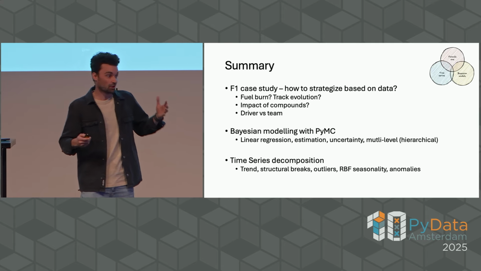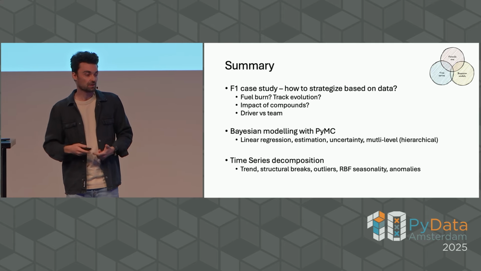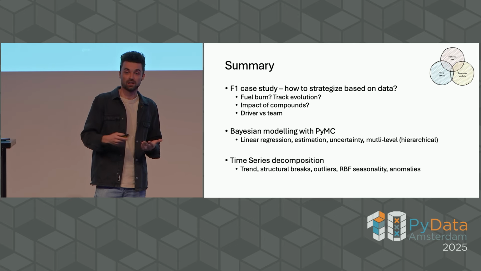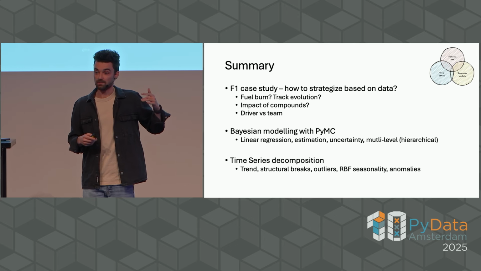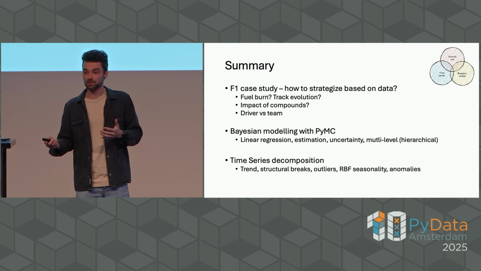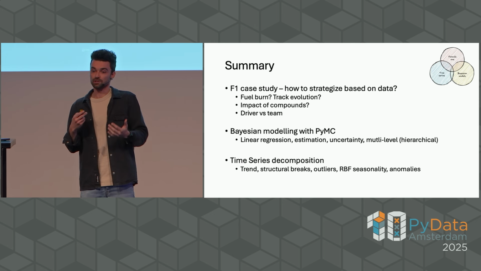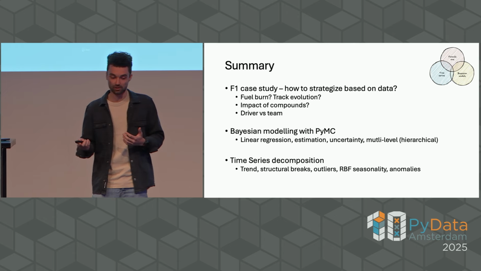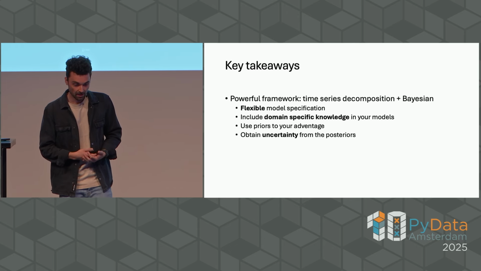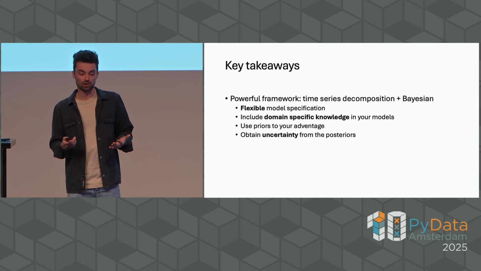And we've looked at the concept of time series decomposition, how to decompose this into a trend, structural breaks, outliers, how to work with seasonality. This can be done with radial basis functions, can also be done with other methods like Fourier series, which is a combination of cosines and sines, has a similar result. We've looked at anomalies.